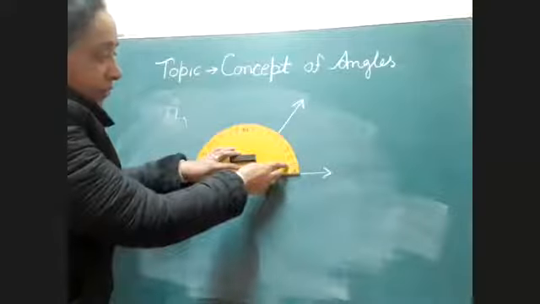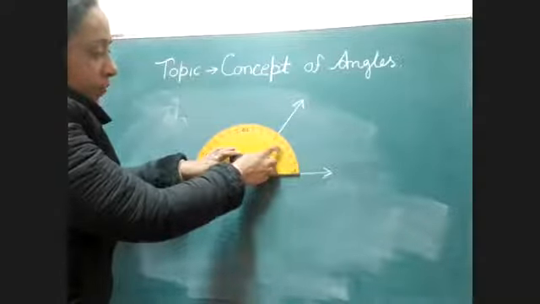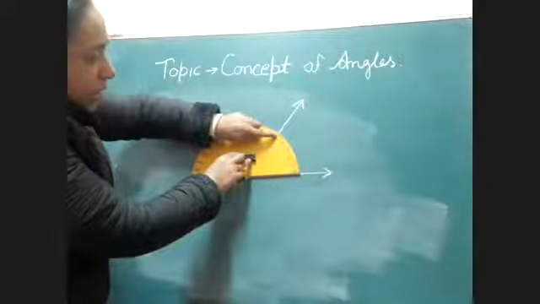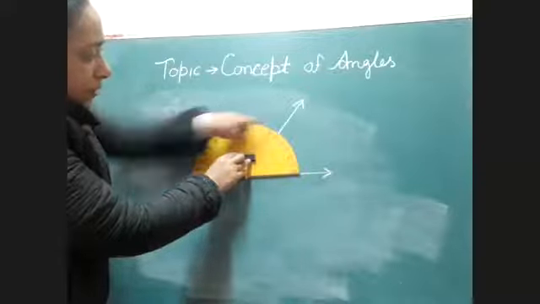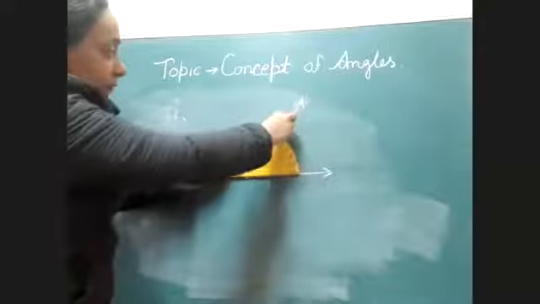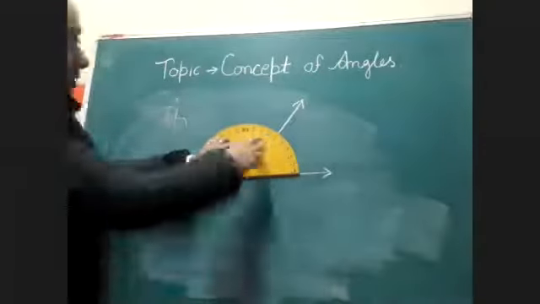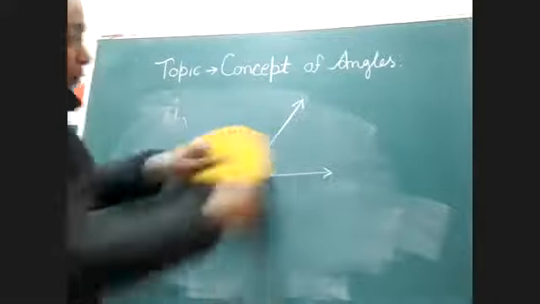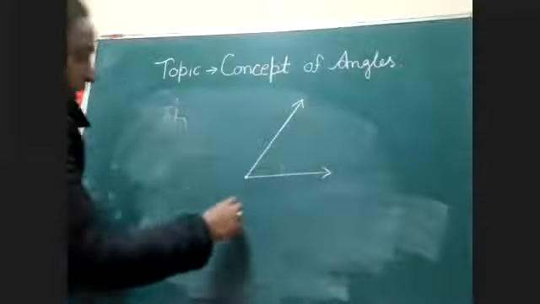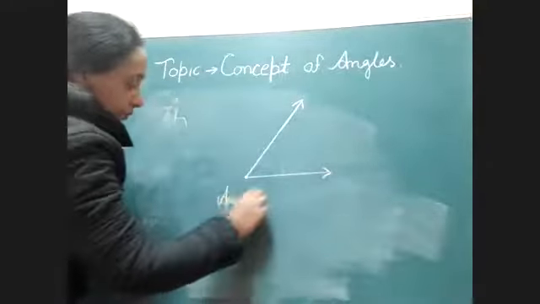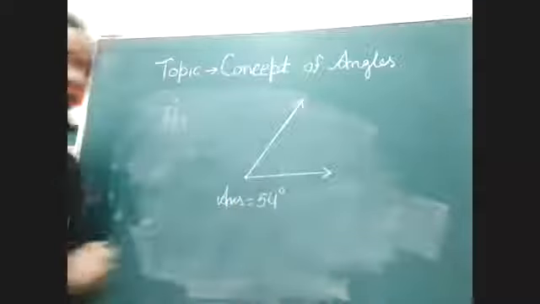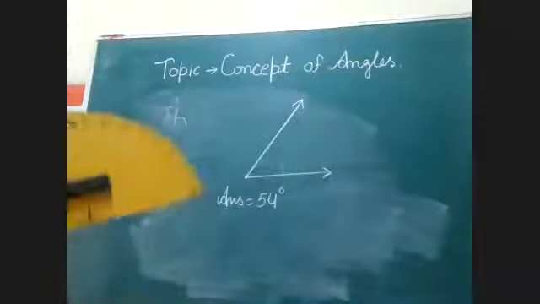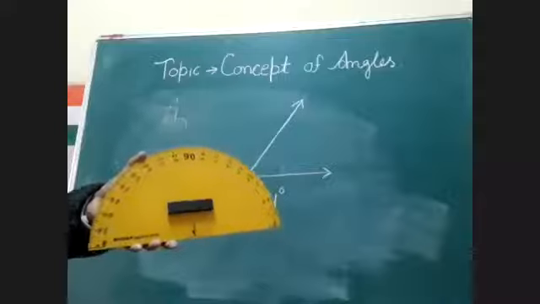0, 10, 20, 30, 40, 50. Here we have 50. After 50, we have 4 lines: 1, 2, 3, 4. So this angle is 54 degrees. This line matches at 54. 50 plus 4 is 54. So the measure of this angle is 54 degrees. Yes, friends, by using a protector, you can measure an angle.